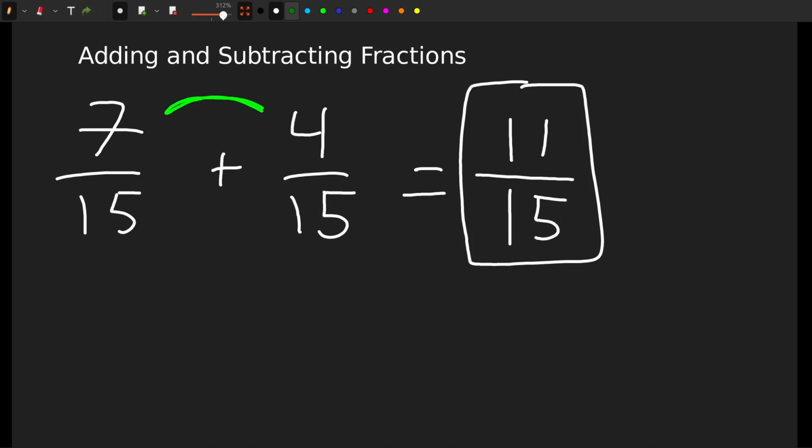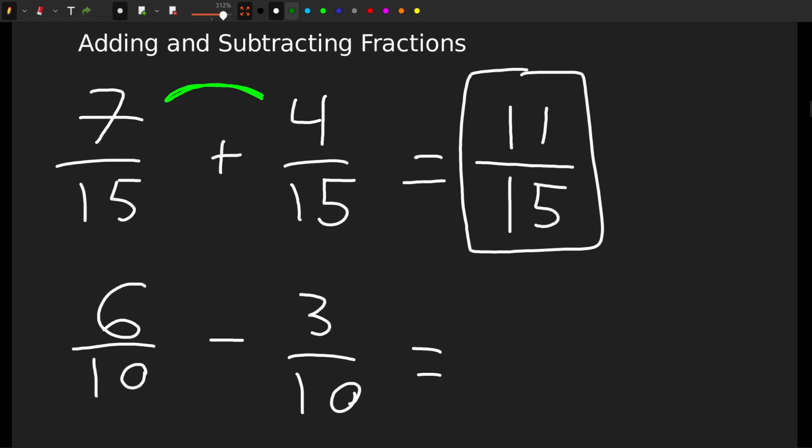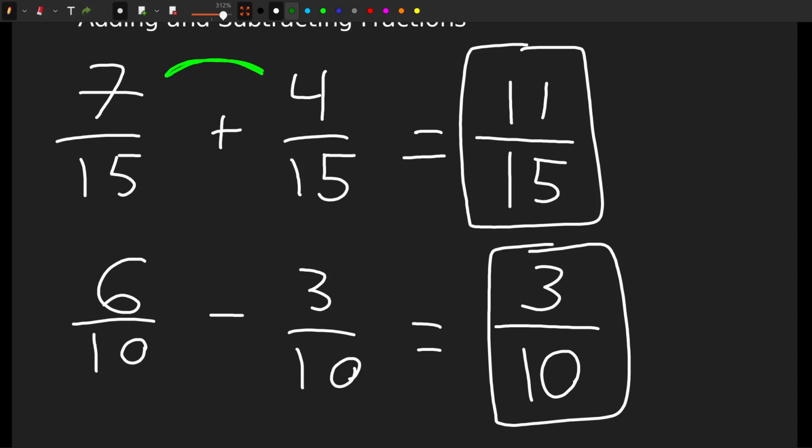Additionally, if I'm subtracting fractions, and I have 6/10 minus 3/10, same thing applies. Since they have the same denominator, we keep the 10. And then 6 minus 3 is 3. And that's our fraction. That's our answer.